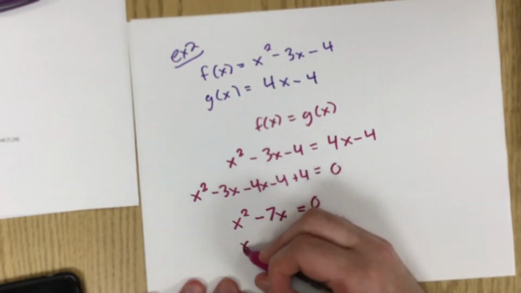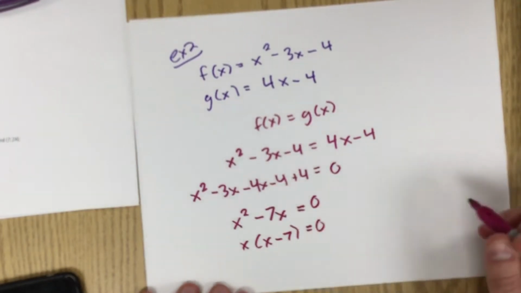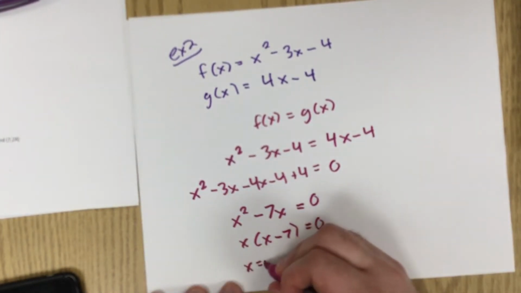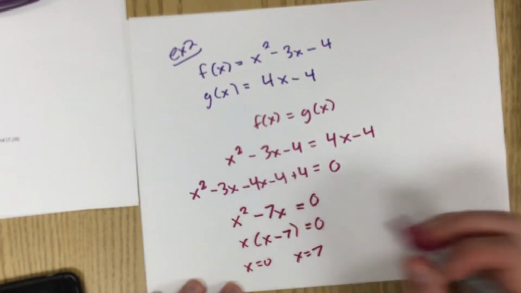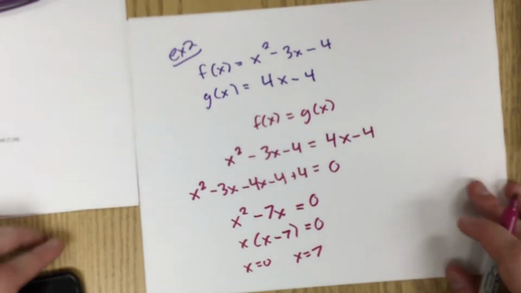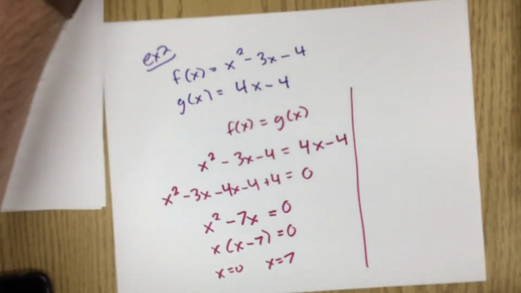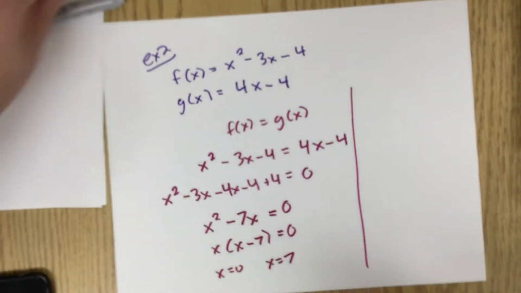So I could factor this one again. x times x minus 7 equals 0. So x equals 0 or x equals 7. And plugging that back into that one over there. So those are the answers we have.